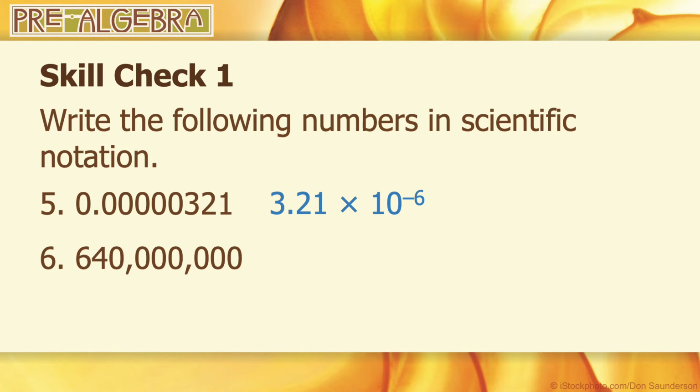So this is a small number. We have that negative exponent, and then how many jumps? 1, 2, 3, 4, 5, 6. This is good. And then we want our decimal point for number 6 to be right here. Then we can count how many jumps. 1, 2, 3, 4, 5, 6, 7, 8. That's a big number, so there's a positive exponent there.